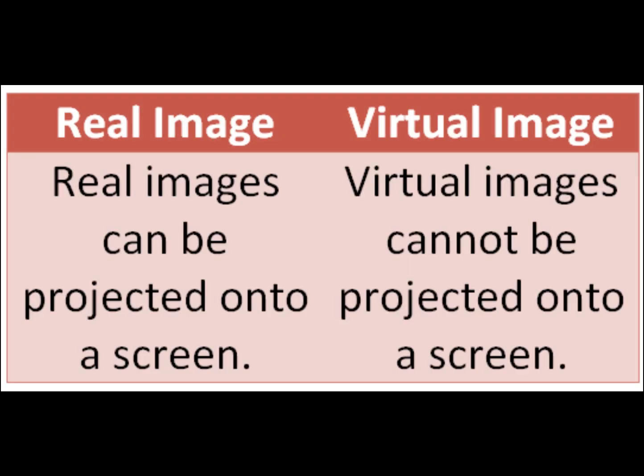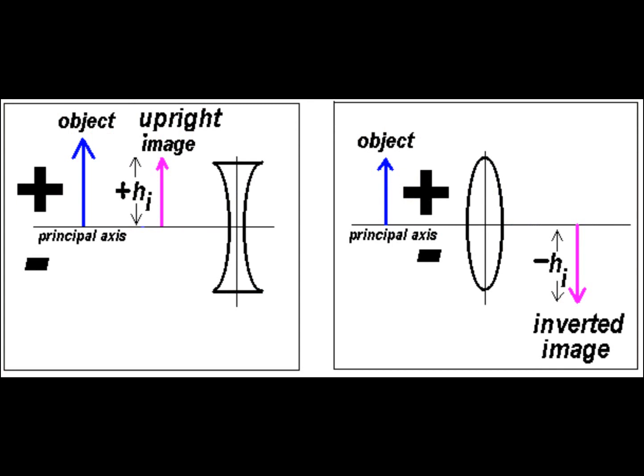The images formed by refracted light are either real or virtual images. Real images can be focused on a screen, but virtual images cannot. Also, images can be either upright or inverted. Upright images have the same orientation as the object, but inverted images are upside down.